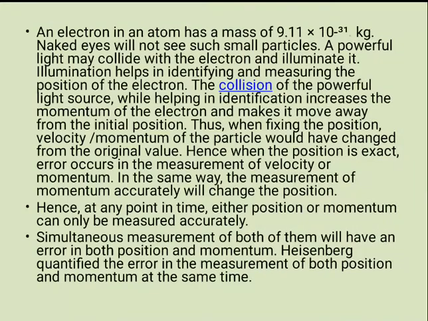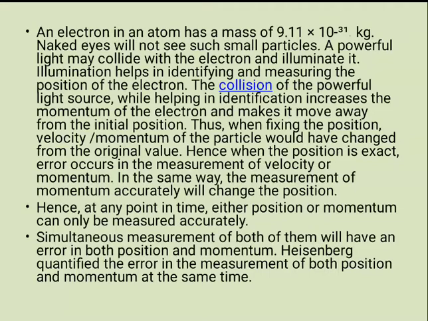Now an electron in an atom has a mass of 9.11 × 10^-31 kilogram, which means it is very small, so it is not visible with the naked eye. A powerful light may collide with the electron and illuminate it. This illumination helps in identifying and measuring the position of the electron. The collision of the powerful light source, while helping in identification, increases the momentum of the electron and hence makes it move away from the initial position.